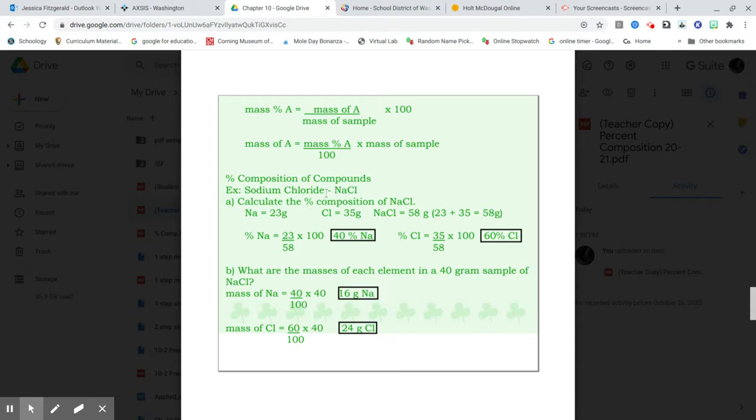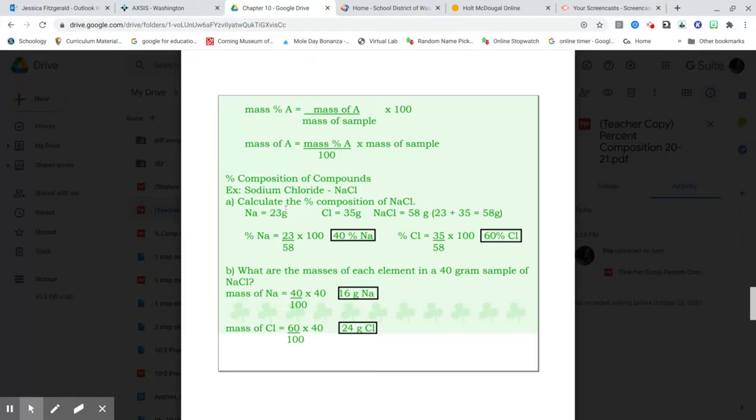And then we're going to use our percents to work with our next formula where we find the mass of A. Remember, A stands for atom, or you could say element. So let's first look at A. We're working with sodium chloride, and we're going to find its percent comp or mass percent.